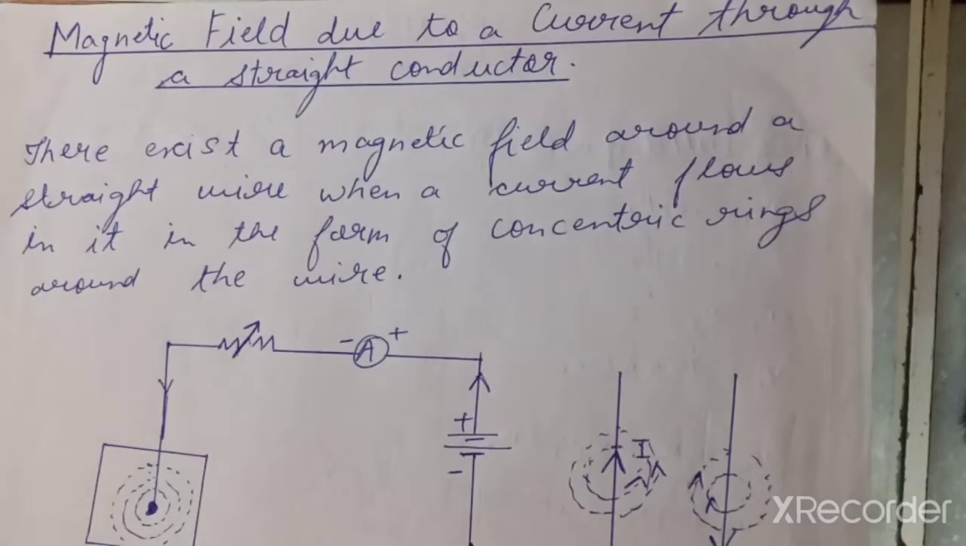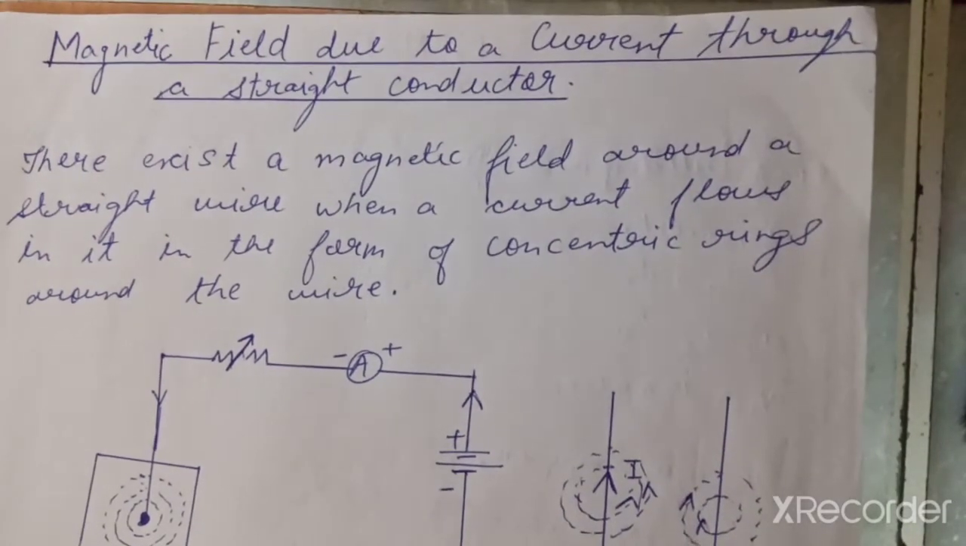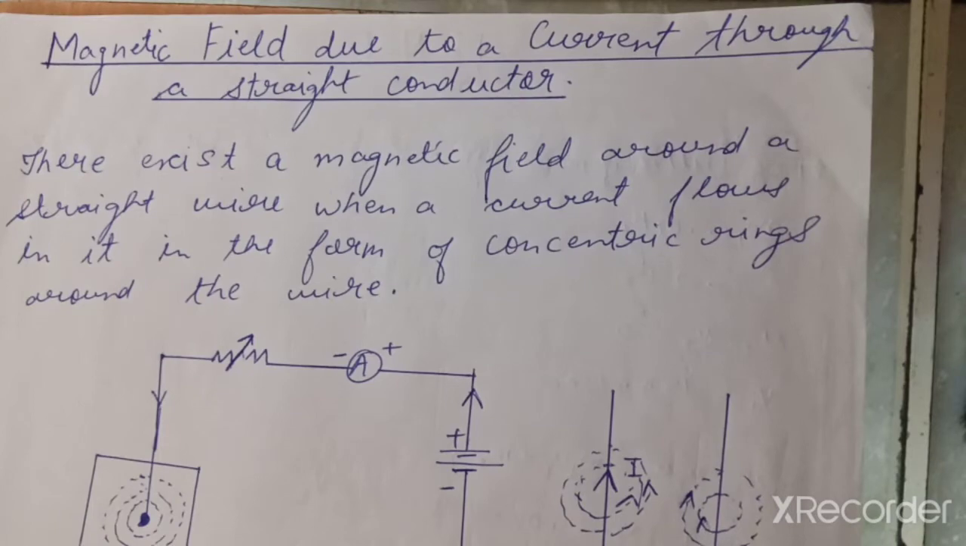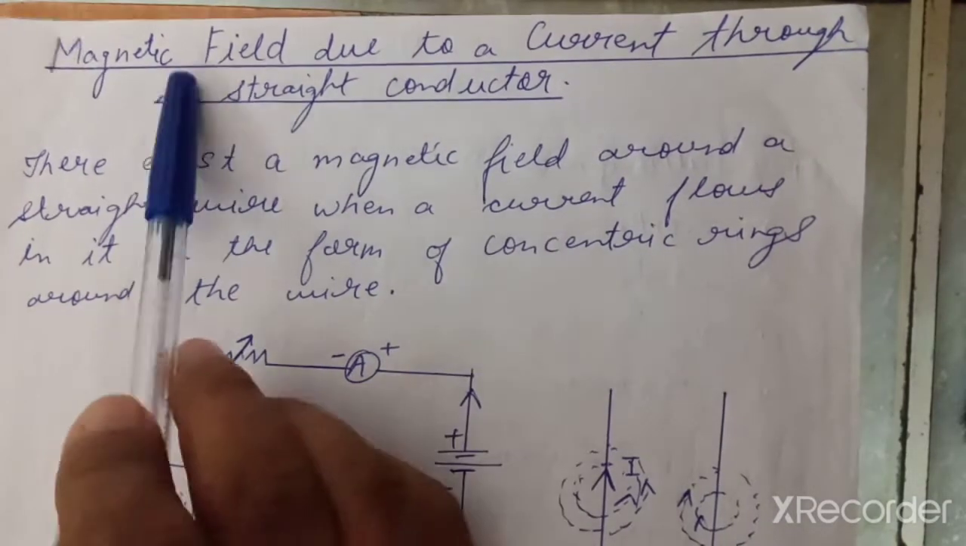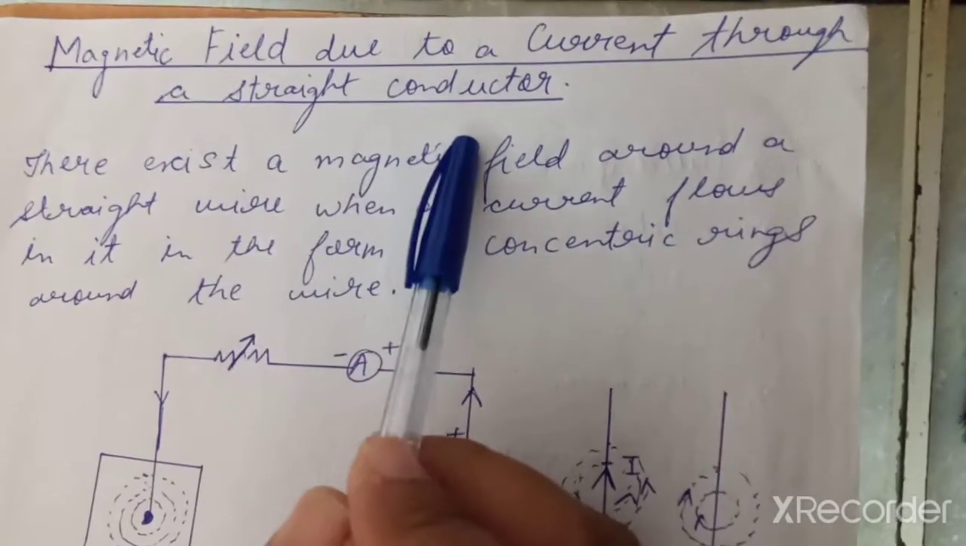Good morning, students. Today we are studying the chapter Magnetic Effect of Electric Current. Previously we have discussed magnets, the properties of a magnet, what magnetic field lines are, and what their direction is. Today we are studying the magnetic field due to a current, through a straight conductor.